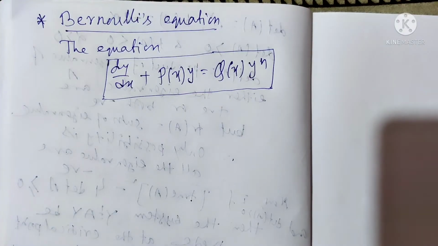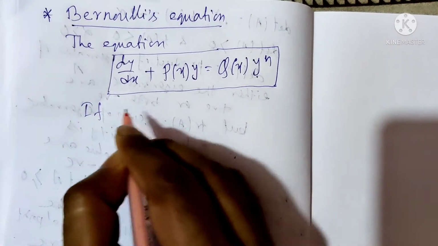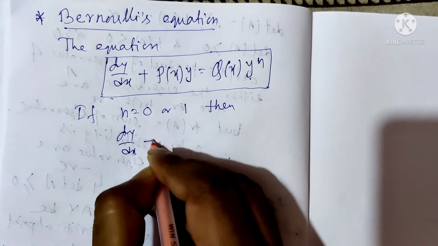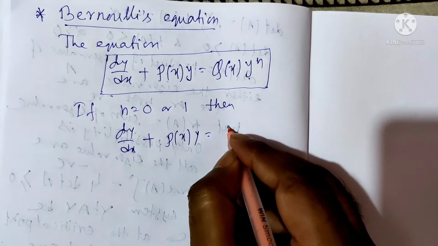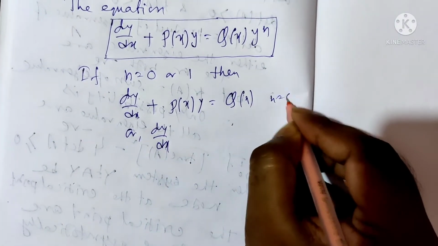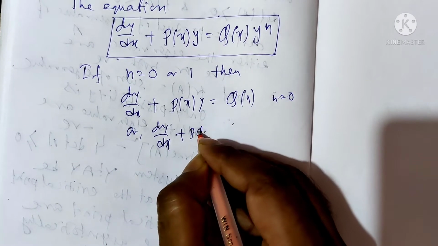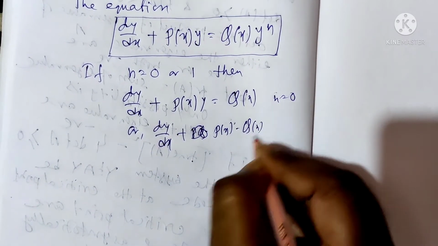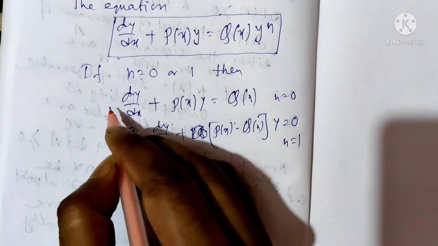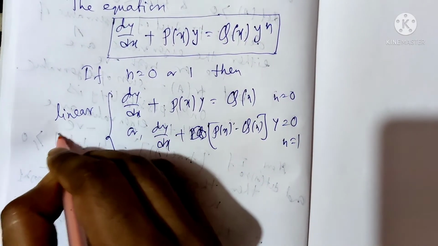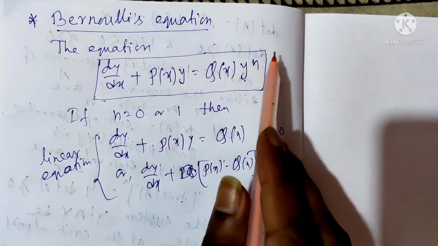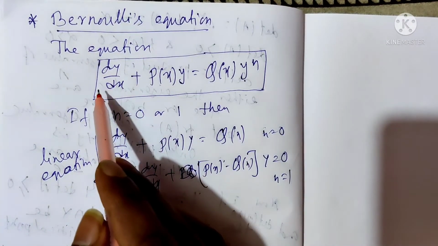Now how can we solve this kind of equation? If n equals 0 or 1, then dy/dx + p(x)y = q(x), or dy/dx + (p(x) − q(x))y = 0 when n equals 1. So these two equations are nothing but linear equations. So this type of equation is called the Bernoulli equation. Now how can we solve this kind of equation?